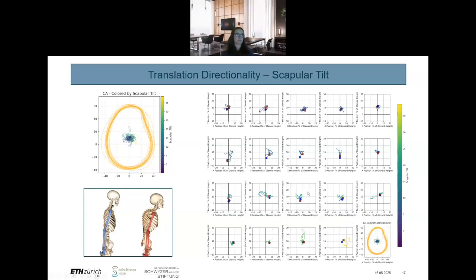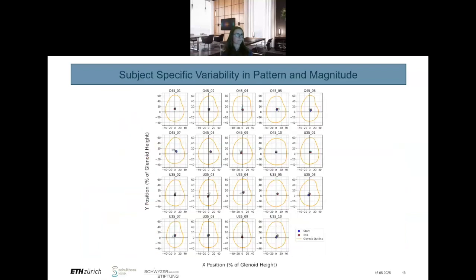And here we sorted all of the subjects by scapular tilt, and we don't see any sort of consistent pattern here whatsoever. And this was also true for all of the other metrics we investigated. The reason we did this qualitatively is because we didn't want to arbitrarily draw certain boundaries, for example, the quadrants of the glenoid, and we thought this would be a good insight if there was a clear pattern, which we have not seen.